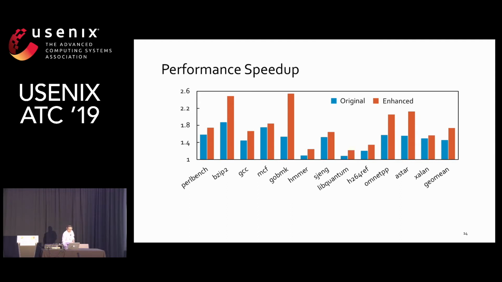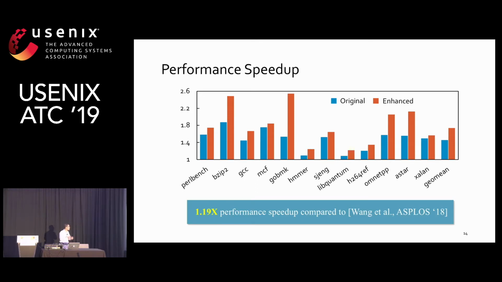Compared to the original learning-based approach, we can achieve around 1.19 times performance speedup. This demonstrates the capability of this enhanced learning-based approach to generate more optimized host binary code.